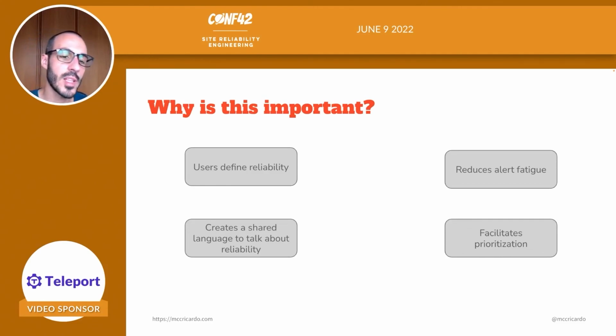Of course, this also creates a shared language to talk about reliability. So now with all of this, we have a framework in place that can actually tell us if our systems are being reliable or not, and it's understood by everyone. And of course, it facilitates prioritization. So we have a way to see if we're being reliable or not. And we have an error budget policy that can help us define when more work needs to be put on top of reliability.